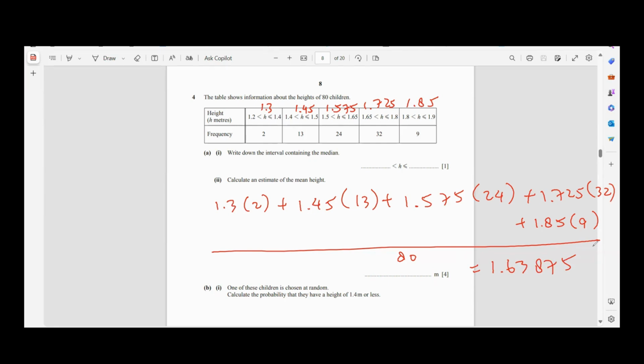And then from part B, one of the children is chosen at random. Calculate the probability that they have a height of 1.4 or less. 1.4 or less should be only this one. So it should be 2 over 80, or 1 over 40, the probability. That's for part B, part I.